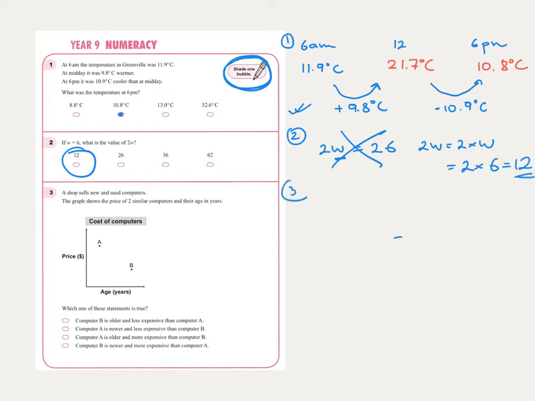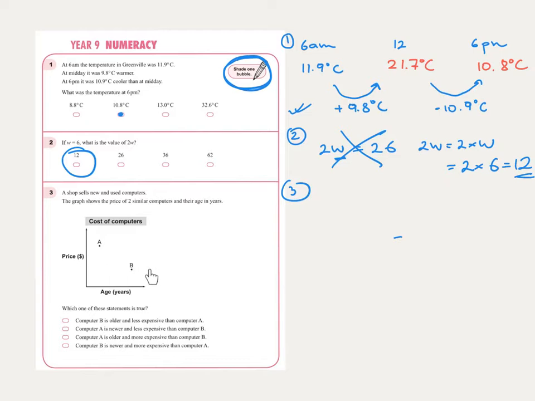So question 3. A shop sells new and used computers. The graph shows the price of 2 similar computers and their age in years. On the horizontal axis we have age, and on the vertical we have price. Looking at this, we have to decide which one of these statements is true. So the first one, computer B is older. Okay, it is older. Age usually starts from 0, 2, 4, 6. So it's older, definitely older than A, and less expensive.